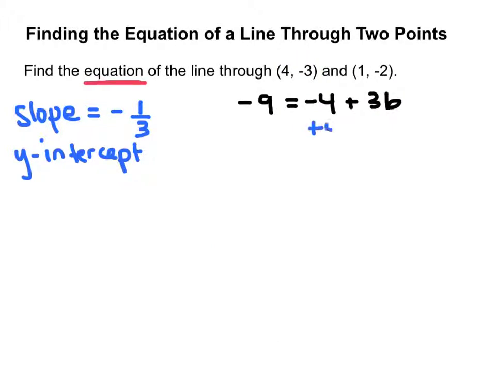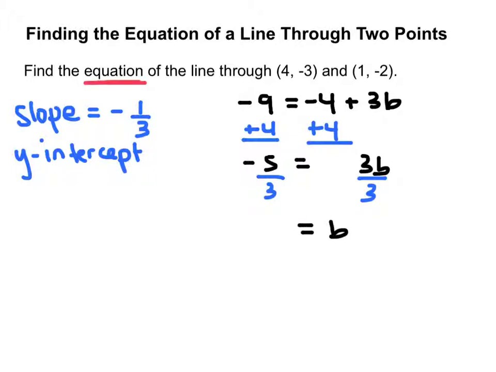Now adding 4 to both sides of the equation will give me negative 5 equals 3b. And if I divide both sides by 3, we will get b equals negative 5/3. So at this point, we found the value of b, which is our y-intercept, so I'll replace that in. Y-intercept equals negative 5/3.